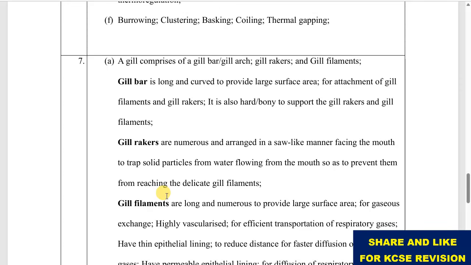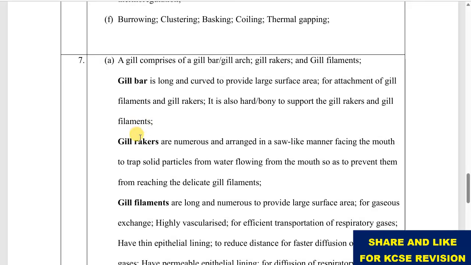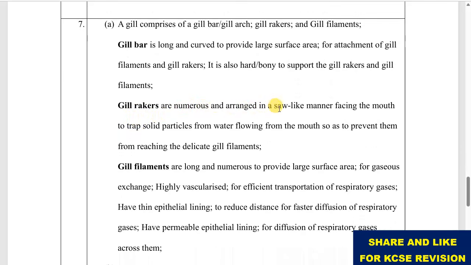The gill bar is long and curved to provide a large surface area for attachment of the gill filaments and the gill rakers. It also has hard bony tissue to support the gill rakers and the gill filaments. Gill rakers are numerous and arranged in a row-like manner facing the mouth to trap solid particles from water flowing from the mouth so as to prevent them from reaching the delicate gill filaments.